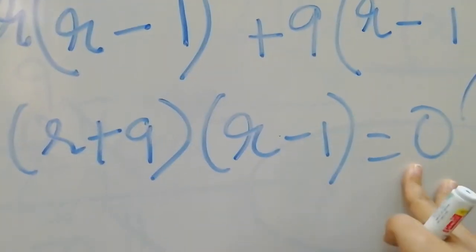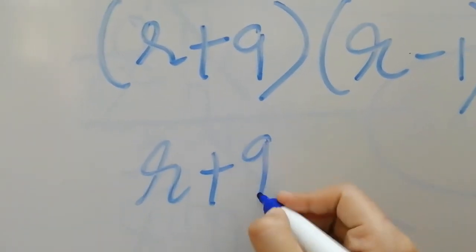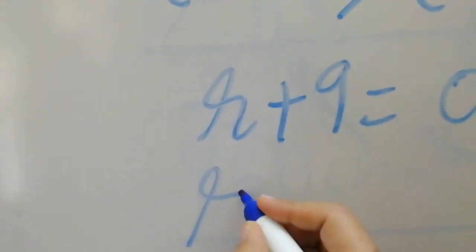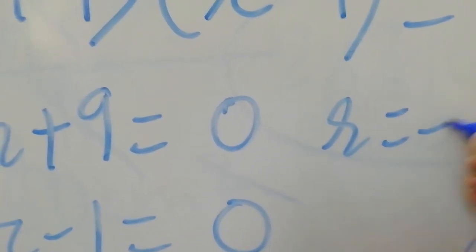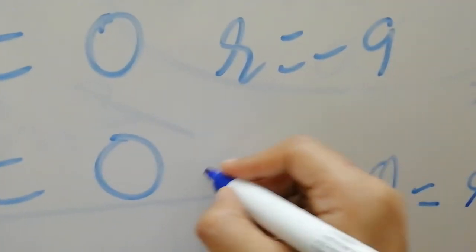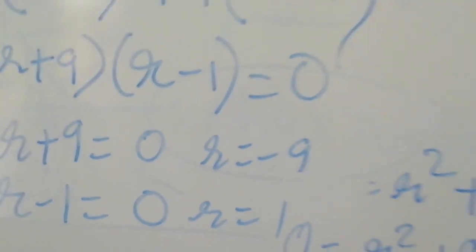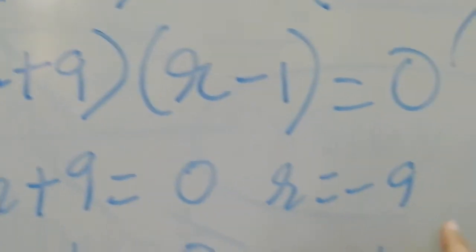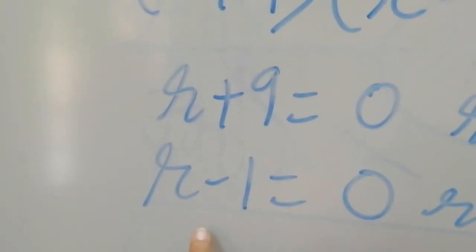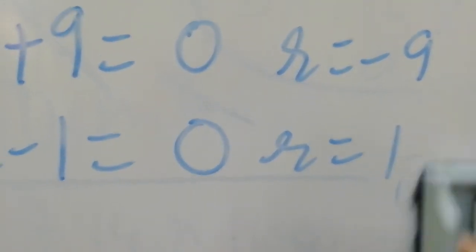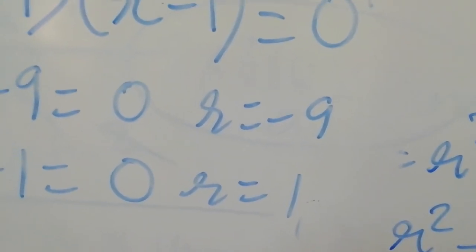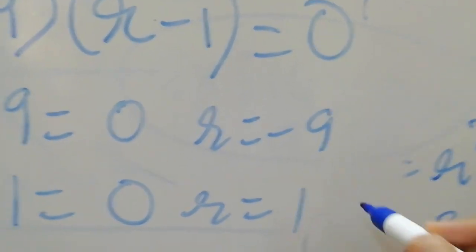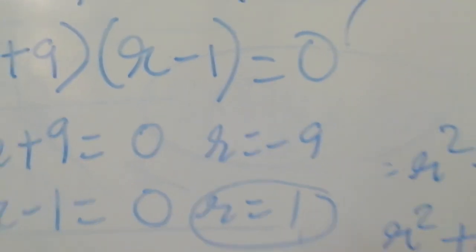Now r plus 9, I will solve it. r plus 9 is equal to 0, and r minus 1 is equal to 0. So over here r is equal to negative 9, and over here r is equal to positive 1, because addition when it goes to the other side becomes subtraction, and minus becomes positive. But you have to remember that neither your radius nor your height will ever be negative. So your radius will be positive, which is equal to 1.